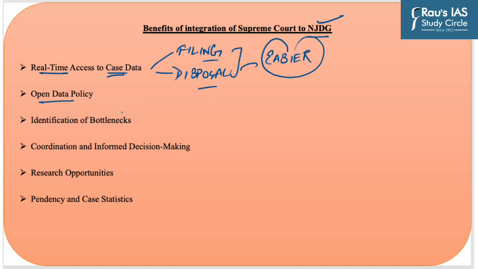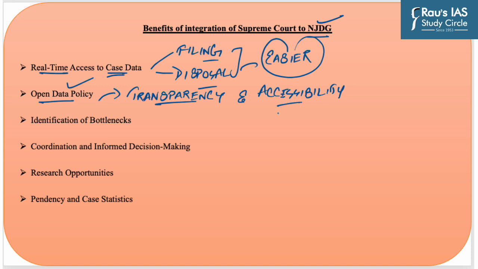Another benefit is the open data policy. Now, the decision to include Supreme Court case data on the NJDG is in line with an open data policy. What does it mean? That it will ensure transparency and accessibility of judicial information to the public.